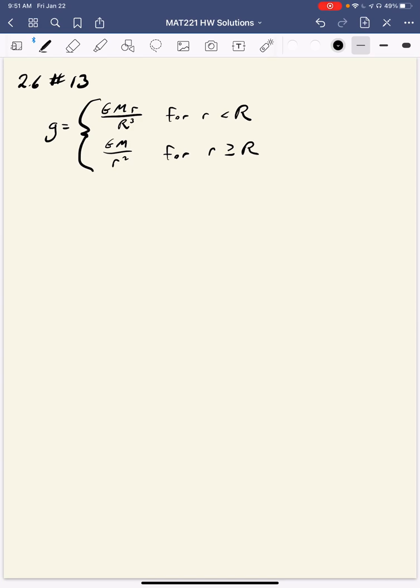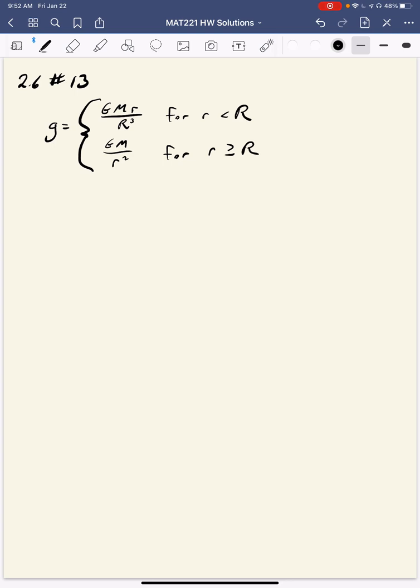All right, in this video, we're going to be looking at section 2.6, problem number 13. And in problem number 13, they give us this piecewise function. And they tell us that this acceleration due to gravity, this lowercase g, varies with the height above the surface of the Earth in a certain way. And this is the way in which it varies. And they first want us to sketch a graph of g against r.